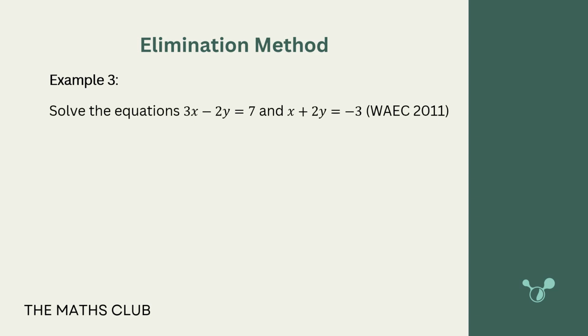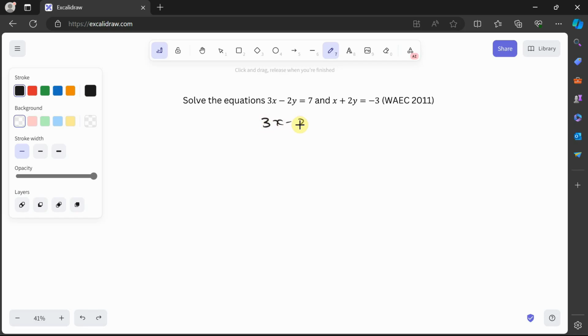Welcome back. Let's solve it together. So we have 3x minus 2y is equal to 7 as our equation 1, and x plus 2y is equal to minus 3 as our equation 2. You can see minus 2y and plus 2y have the same coefficients. So if I say minus 2y plus 2y, I mean the y will be gone. That is like saying equation 1 plus equation 2.